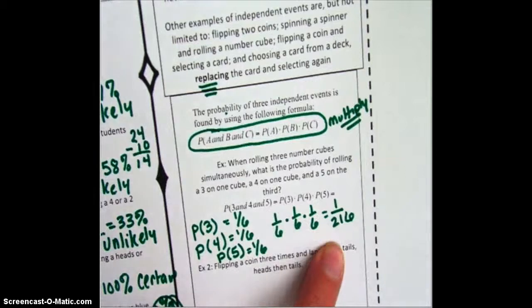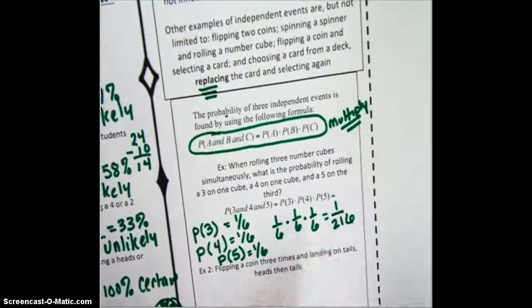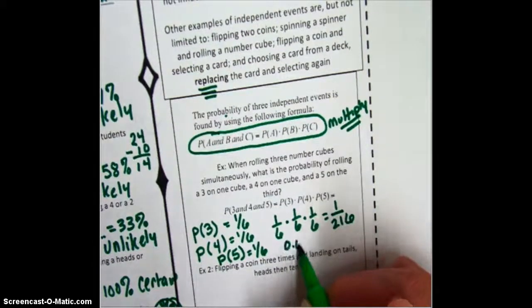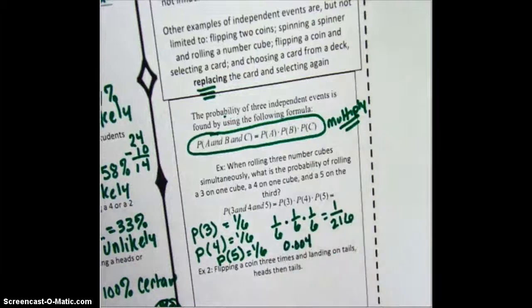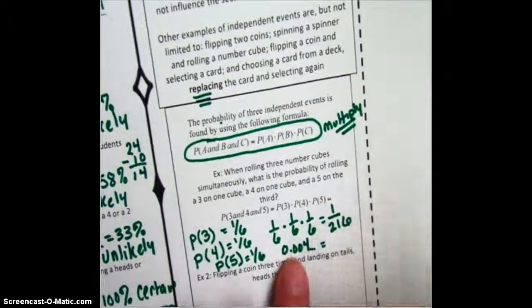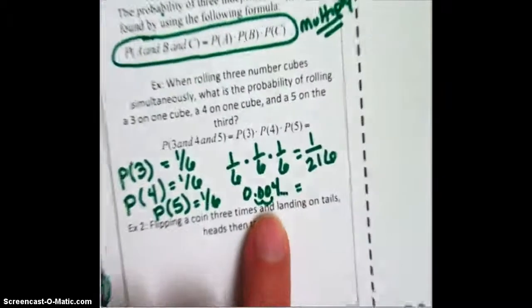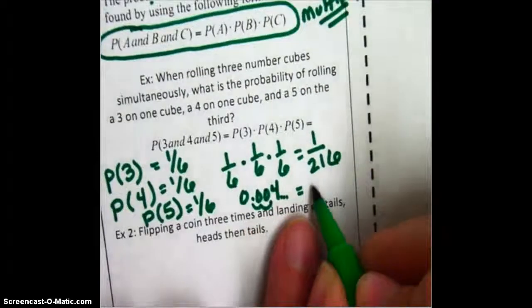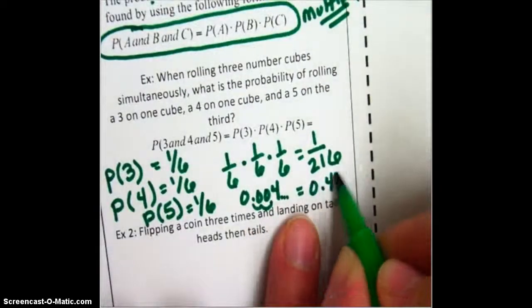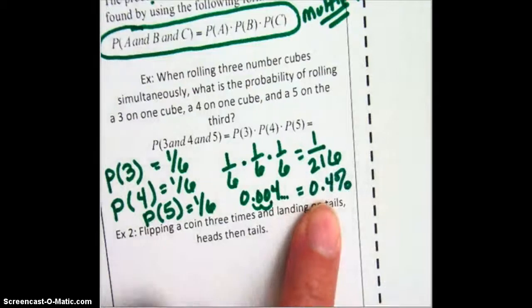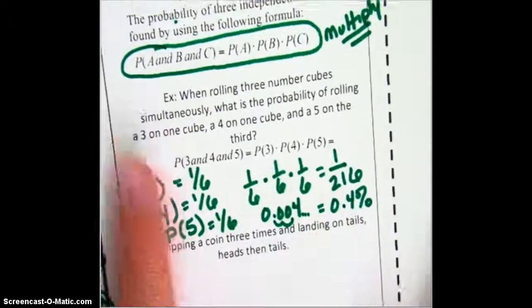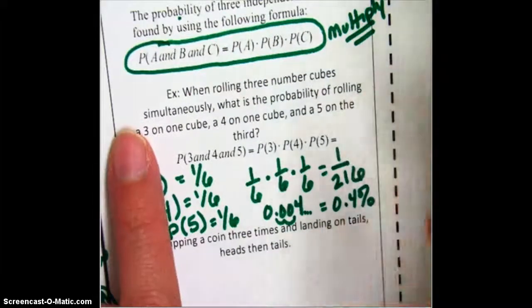So converting this to a decimal, that would be 0.004. And then converting this to a percent, if you move your decimal 2 places to the right, it's a 0.4% chance. It's less than 1% chance that if you have 3 cubes and you roll them, one of them is going to land on a 3, another one is going to land on a 4, and another one is going to land on a 5.